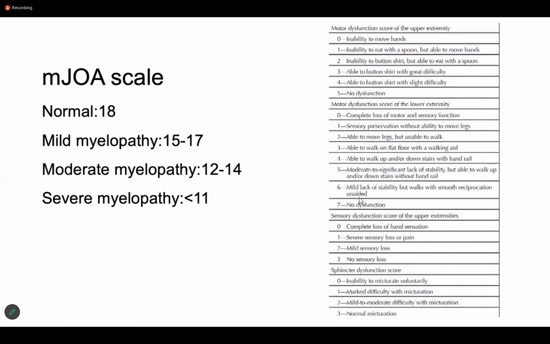Here is the mJOA scale. It's very famous in the world for now, from a Japanese doctor. This scale is based on motor dysfunction of the arm and neck, and sphincter dysfunction. Normal is 18, and normally with less than 14 the patient has an indication for surgery.